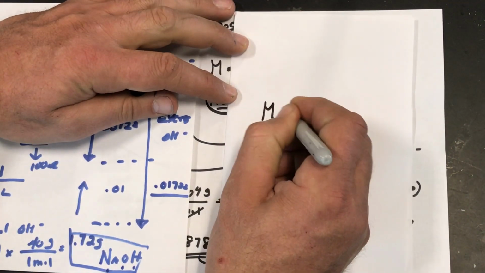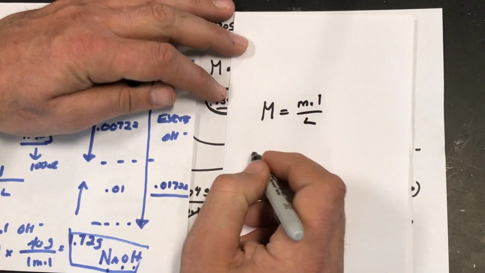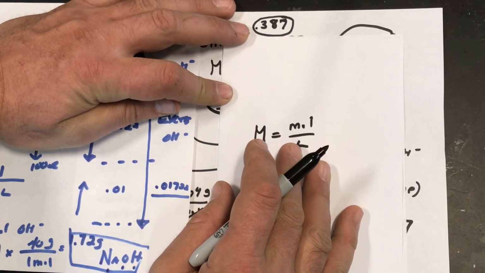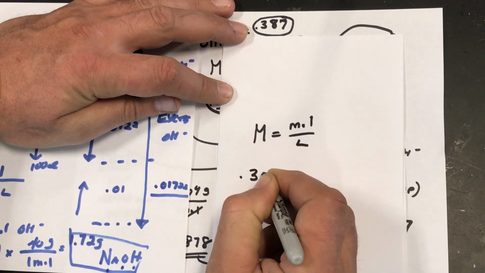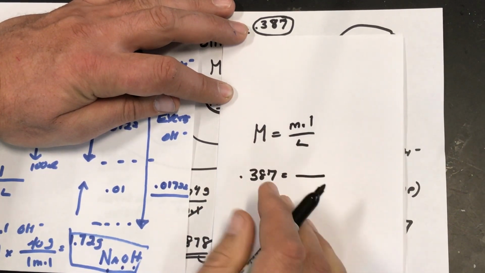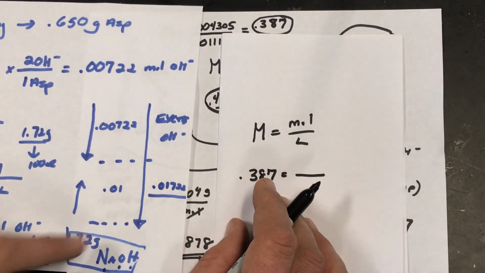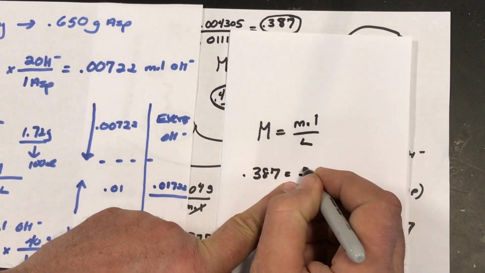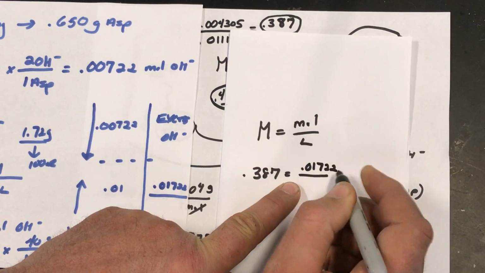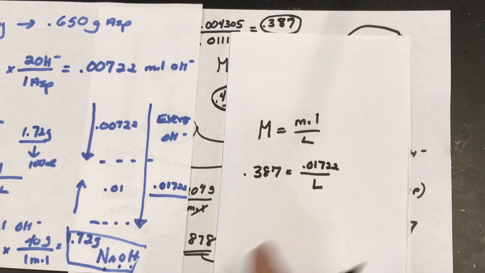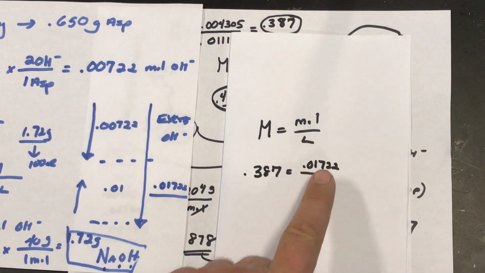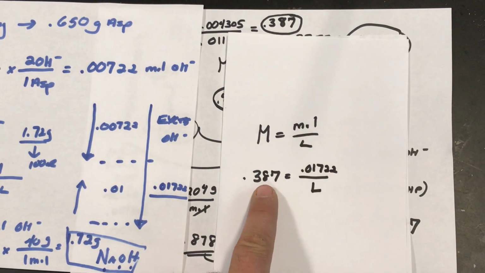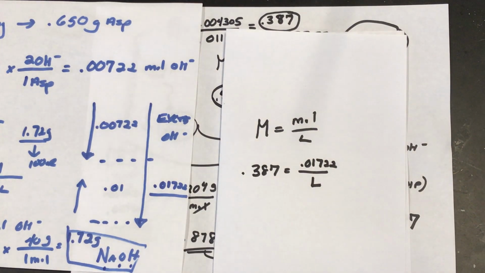We have the molarity. We know it's moles over liter. And the new molarity that we just found is 0.387. And we know that we want to add exactly that many moles of hydroxide. That goes on top. So 0.01722. We're going to solve for the liters that is needed to deliver that many moles using that concentration. It's going to be above 40 because our concentration of the strong base is a little weak.